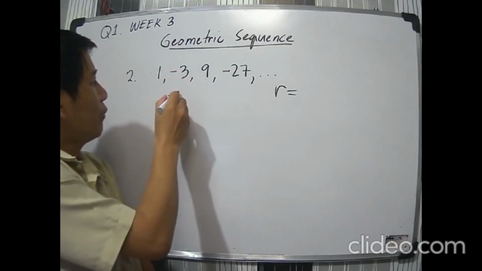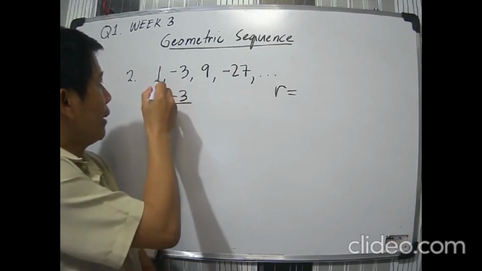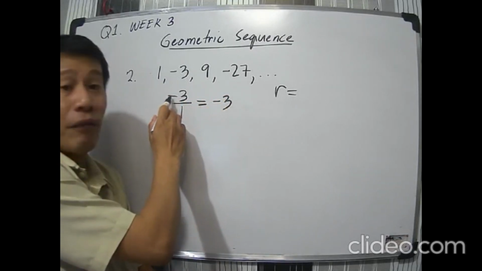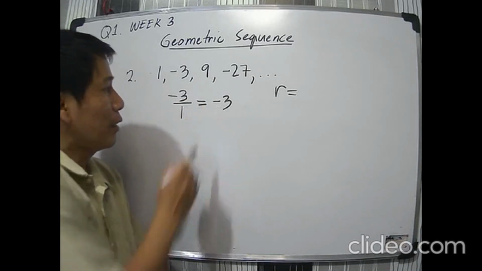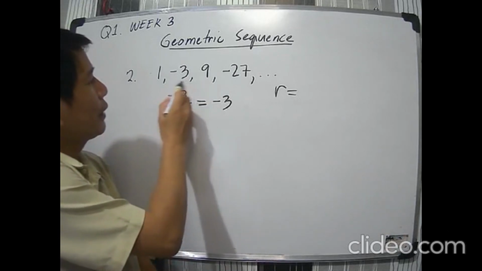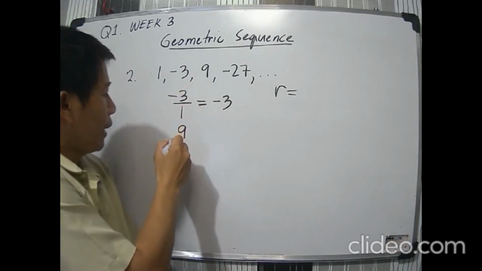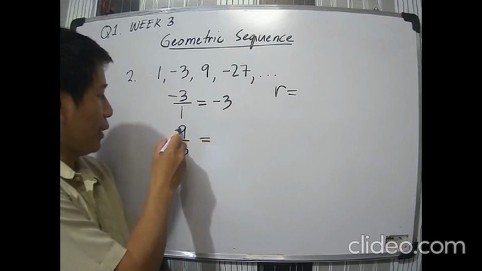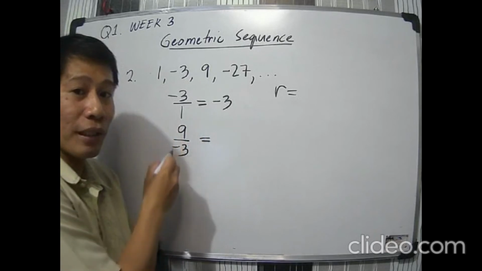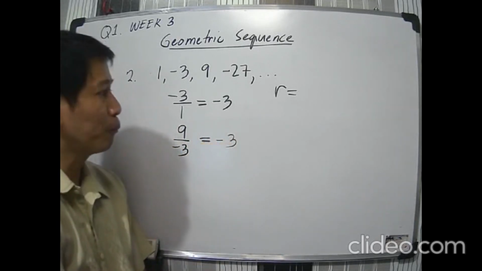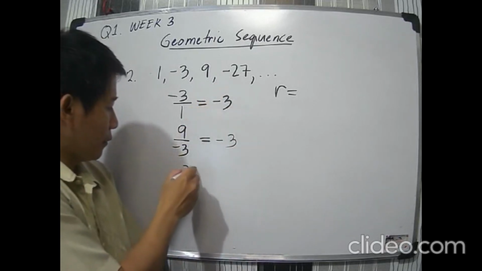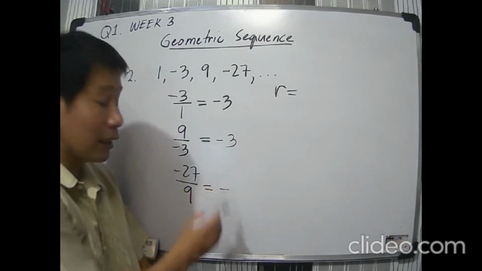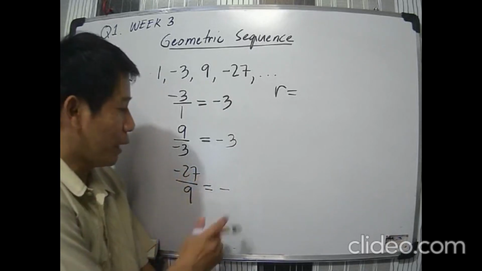So that is negative 3 divided by 1, that is equal to negative 3. Remember, a negative divided by a positive is negative. How about these successive terms? 9 divided by negative 3. So, positive divided by negative, the answer is still negative 3, right? And last one, we have negative 27 divided by positive 9. So, again, negative divided by positive, that is negative. So, 27 divided by 9, the answer is 3.